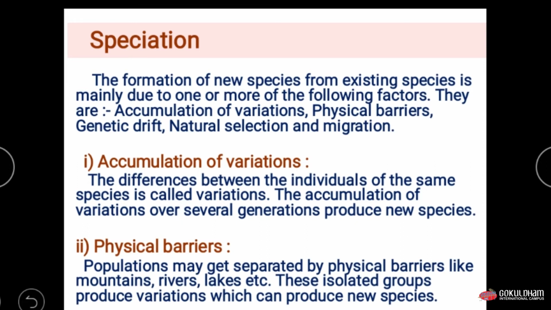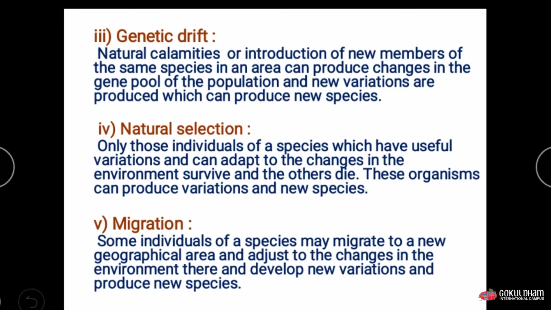Third factor is genetic drift. Natural calamities or introduction of new member of the same species in an area can produce change in the gene pool of population and new variation produced, which can produce new species. Means introduction of new member of same species means new individuals, if introduced into a species in a particular area, will bring change in the gene pool. This variation leads to the formation of new species.